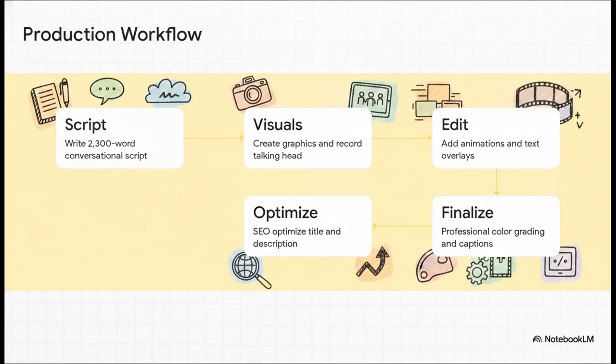Next comes the editing phase, adding in all those sleek animations and text overlays, followed by professional color grading, and of course, adding accessibility captions. Finally, you wrap the whole shebang up with SEO optimization for your title, description, and thumbnail, ensuring your final video, which by the way is fully Pictory compatible, actually gets found by your audience.